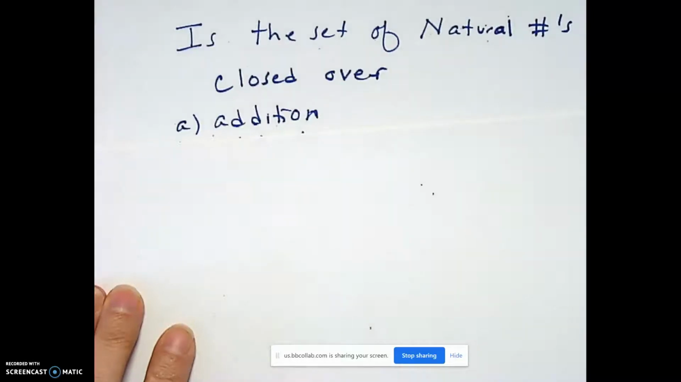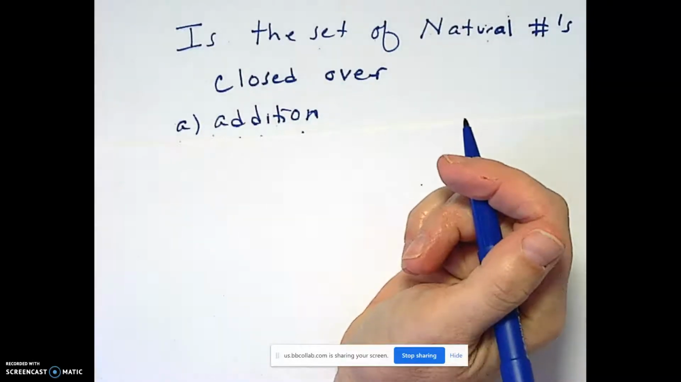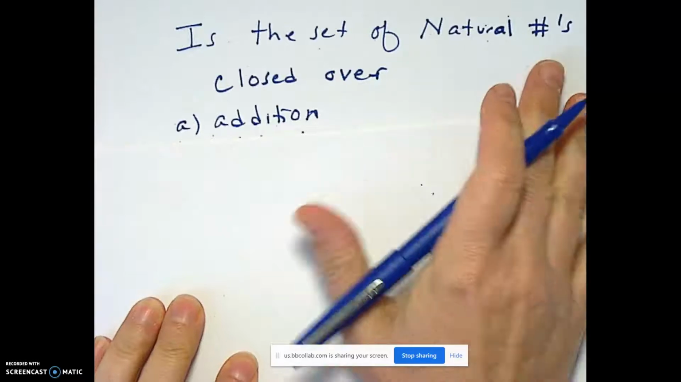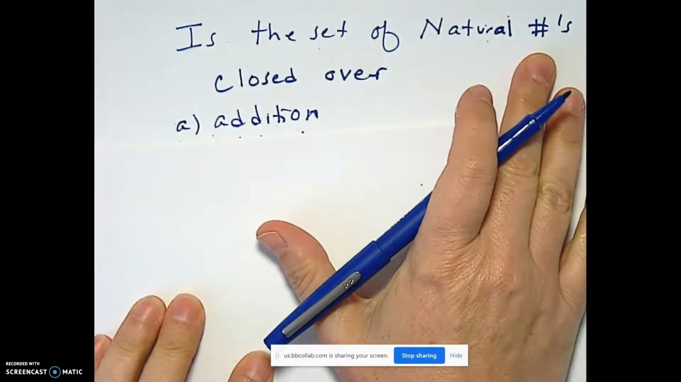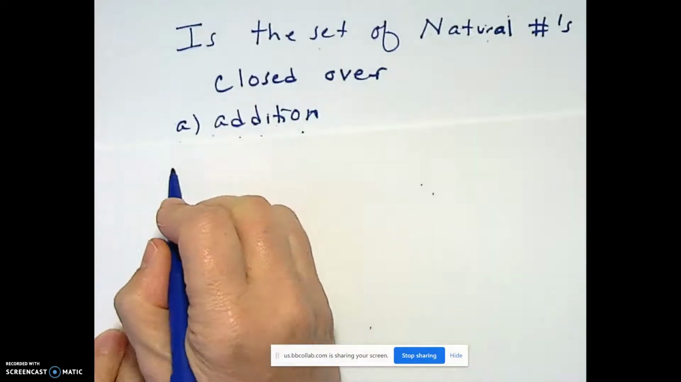Okay, we're going to talk about closure. All right, so the first question is: is the set of natural numbers closed over addition? First, we need to address what the set of natural numbers is.